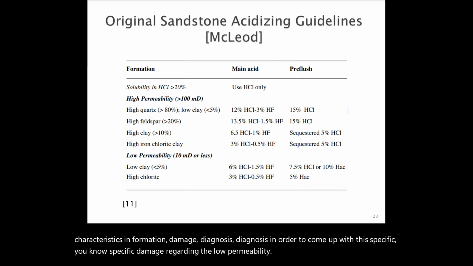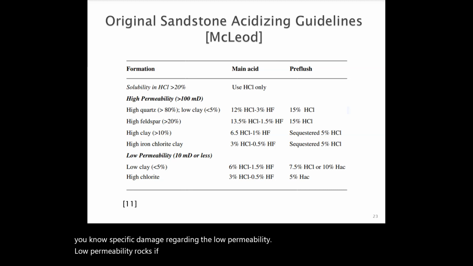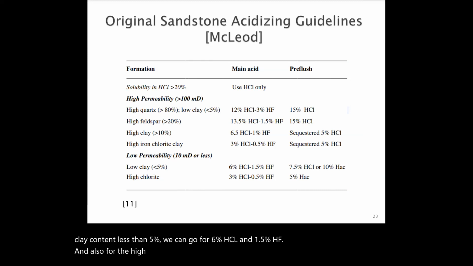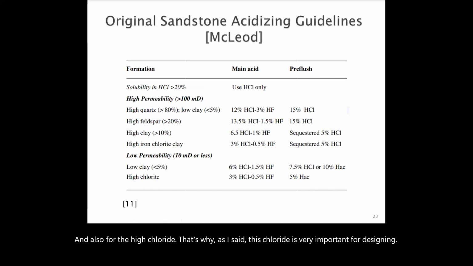Regarding the low permeability rocks, if it's less than or equal to 10 millidarcy, and we have low clay content, less than 5%, we can go for 6% HCl and 1.5% HF, and also for the high chlorite. That's why, as I said, this chlorite is very important for designing the acid volume and the concentration.